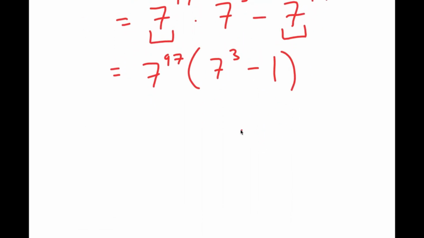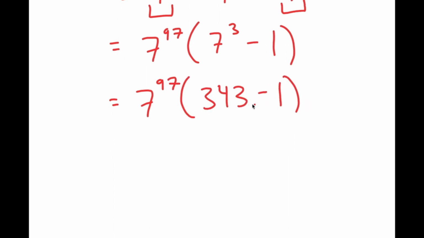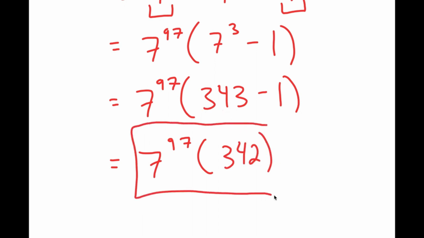And 7 to the power of 3 minus 1 is, well, 7 to the power of 3 is 343. So I get 343 minus 1, which is equal to 342. So I get 7 to the power of 97 times 342. So this is my answer in simplest form.